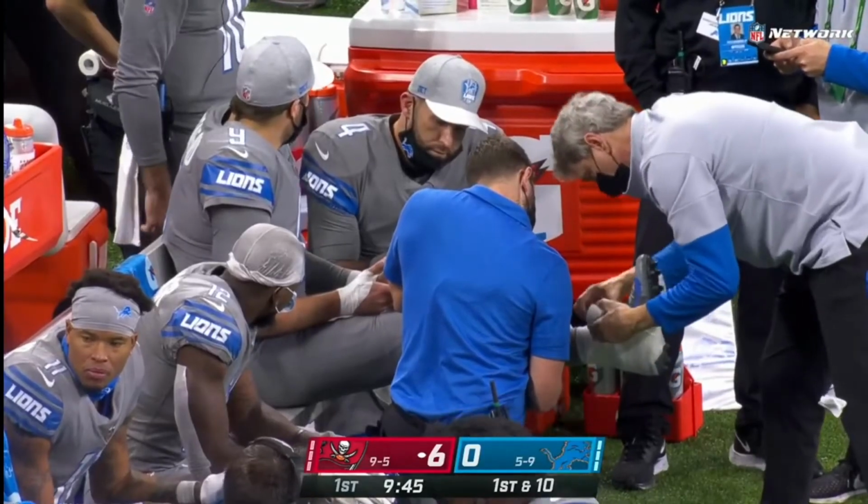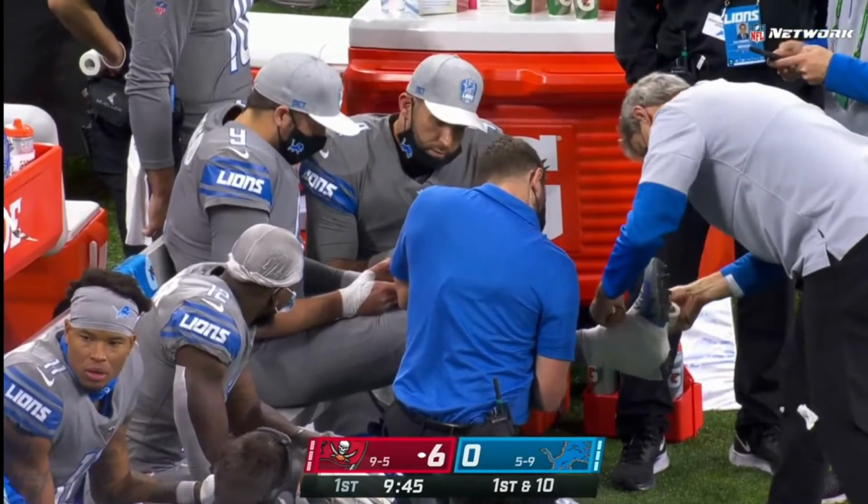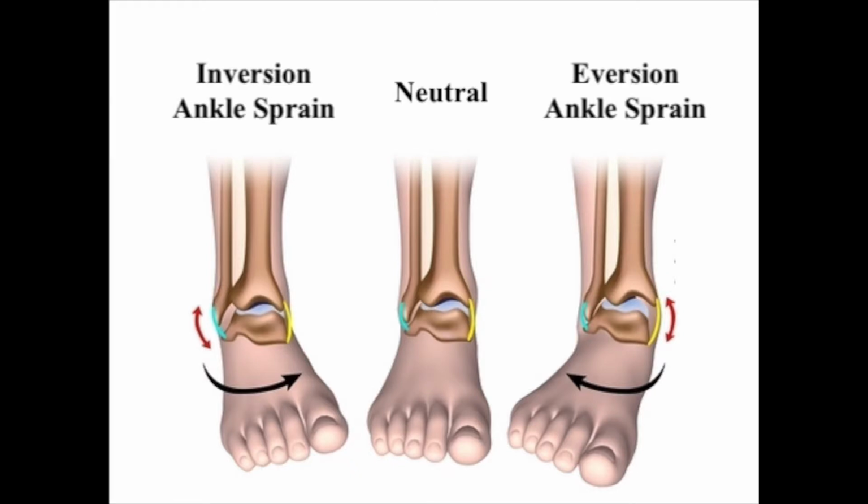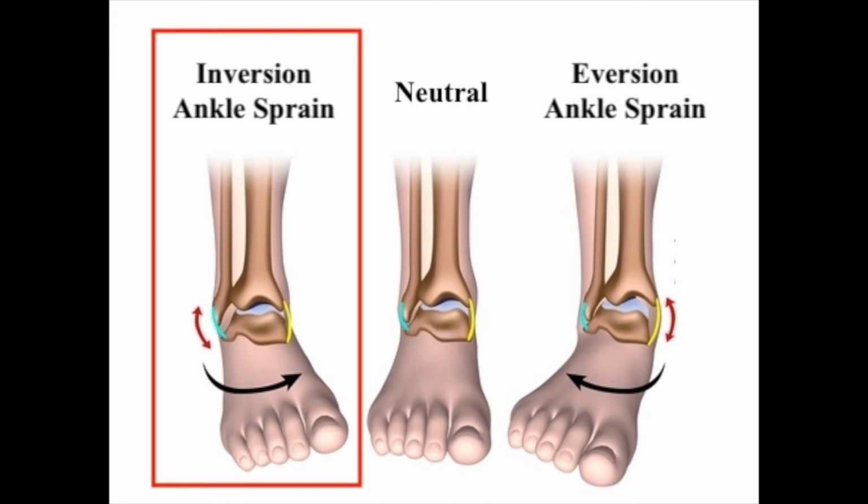After getting evaluated, we see Stafford getting taped on the sidelines. Now there are 2 ankle sprain positions. One is inversion like we saw with Matthew Stafford, and another one is known as eversion. In the eversion position, the foot is going to rotate outwards. However, in the inversion position, the foot is going to rotate inwards. Therefore, based on positioning, we can tell that Matthew Stafford was in the inversion ankle sprain position when he got injured.